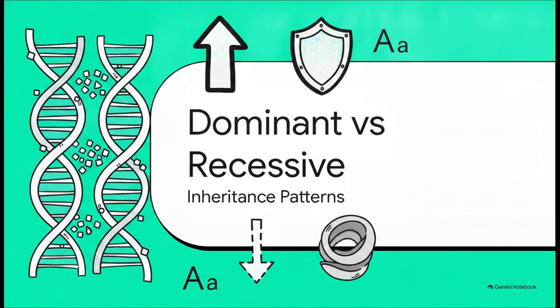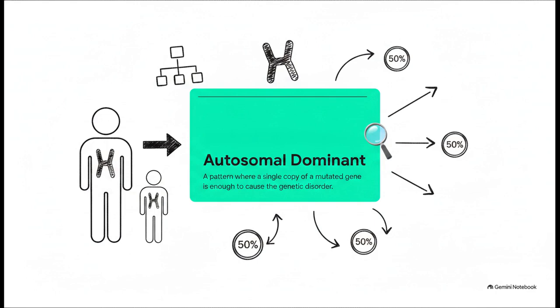Section 2. Dominant versus recessive patterns. When those spelling changes pop up in our genetic encyclopedia, they generally play by one of two major sets of rules. First up, we've got autosomal dominant inheritance. Autosomal just means the gene is hanging out on one of our numbered non-sex chromosomes. But dominant is the key word here.